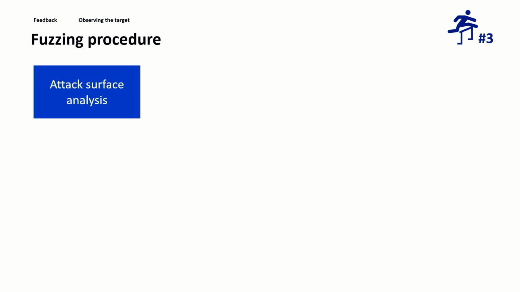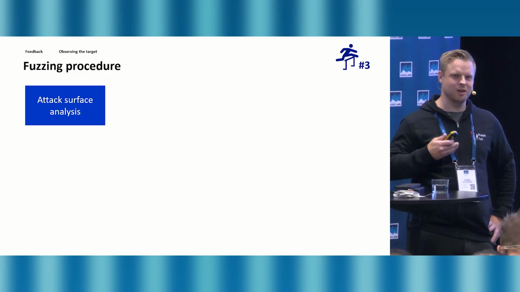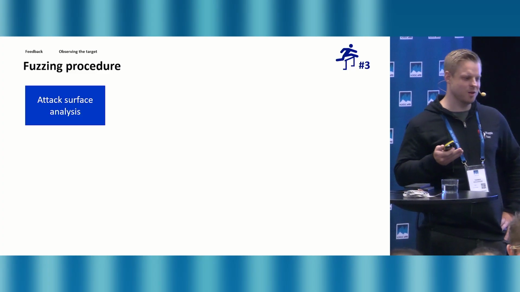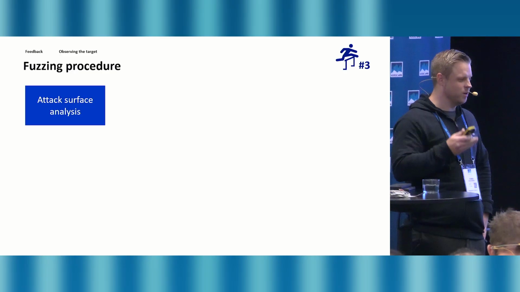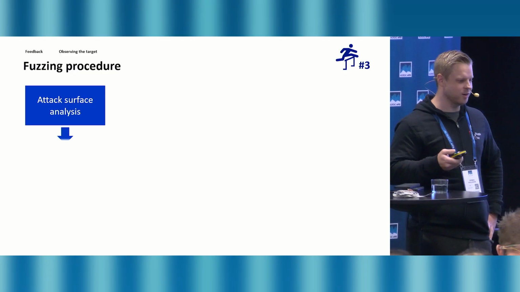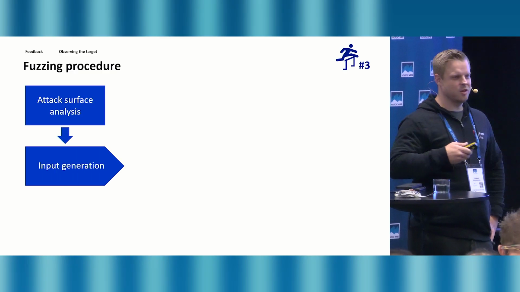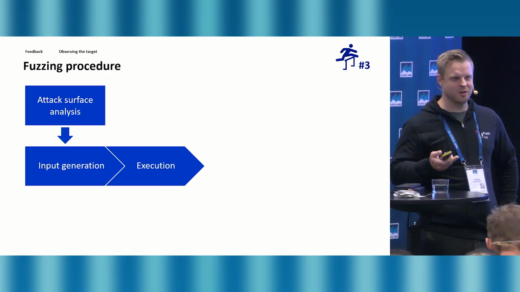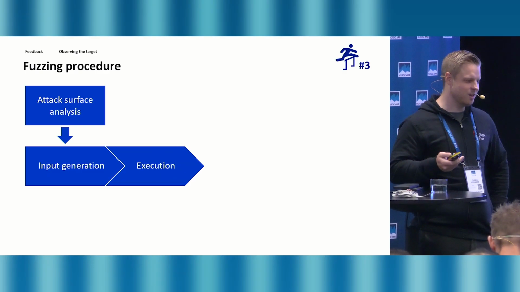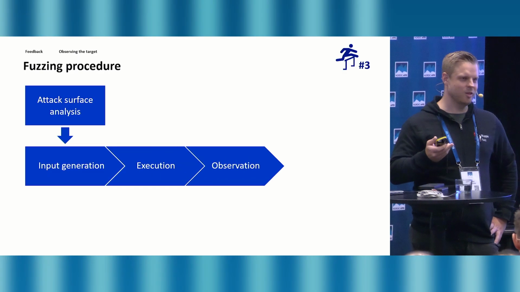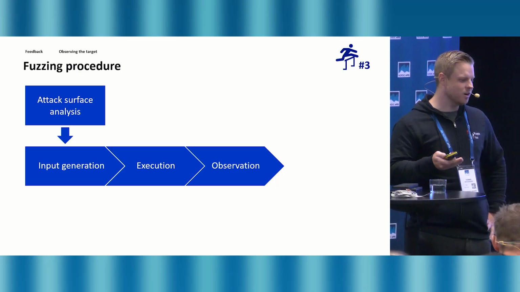Then to the third challenge, let's first look at what a fuzzing campaign generally looks like. We do an attack surface analysis. We try to identify where we can actually feed data to the application we're testing. In this case, that would be the REST API, so that's rather easy. Then the fuzzer is generating input, executing this input in the application. Then we're observing what happens, trying to see whether we triggered bugs or other issues.